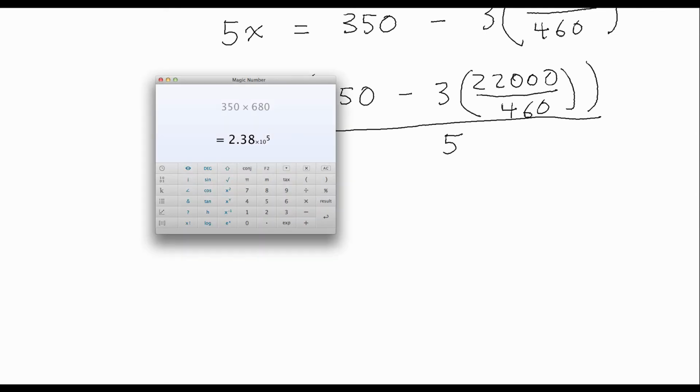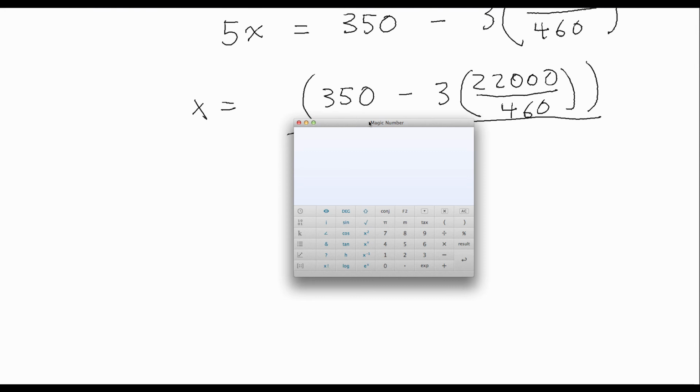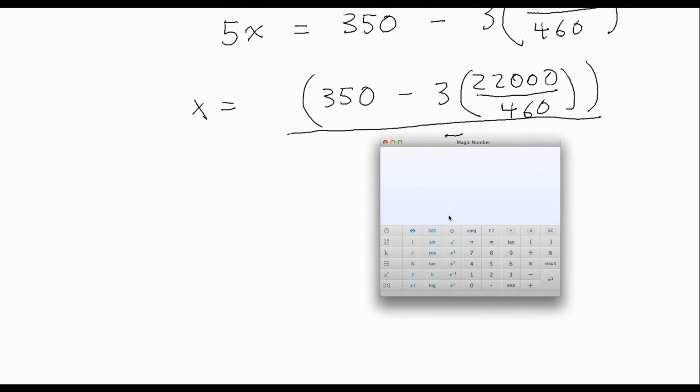To give you an example of what I mean by that, let's take out our calculator. I highly recommend that if you're going to use a calculator, you use one that you can basically type stuff into. So I'm going to use this one right here. I'm just going to type this in. I'm going to take 350, subtract 3 times, and I'm going to use a bracket here, 22,000, and divide that by 460. I'll put another bracket around that.